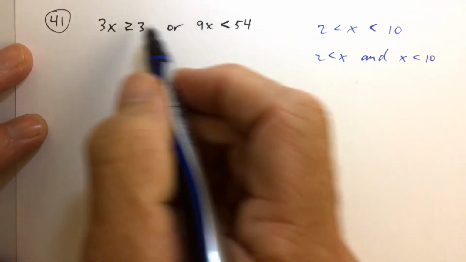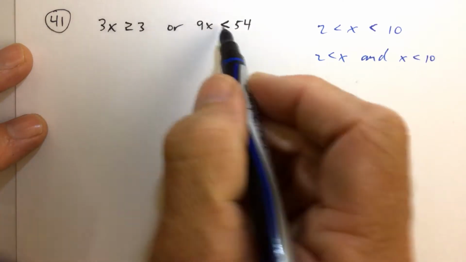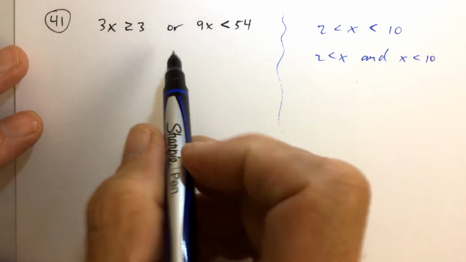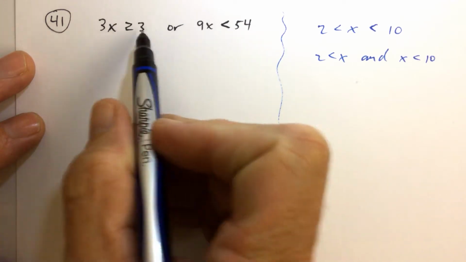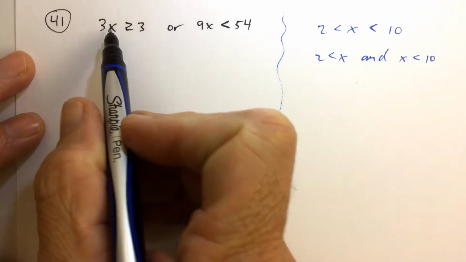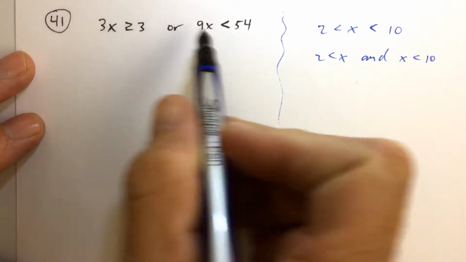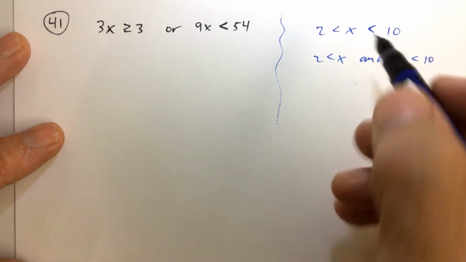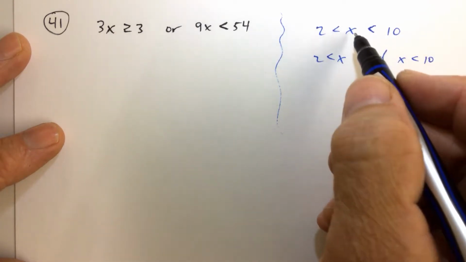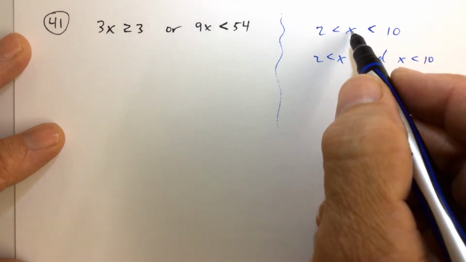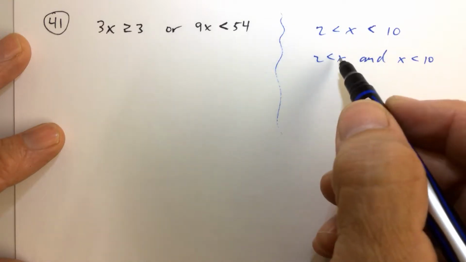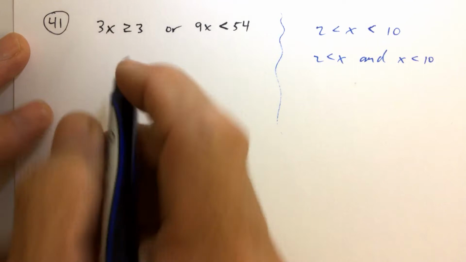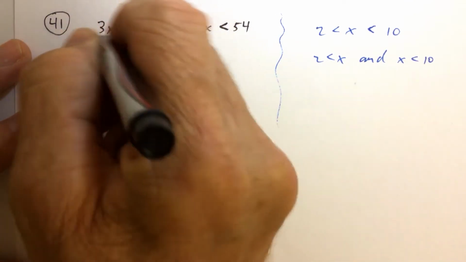For this one, either this has to be true or that has to be true. So this is more of an or statement. No matter what you get, as long as you get x or a real number solving the first one or the second one, those would be included in your solutions. Over here, no matter what value you get, you've got x values that have to be both. You have to solve both of these, both greater than 2 and less than 10. So anyway, that's just a little background behind what we're looking at here.